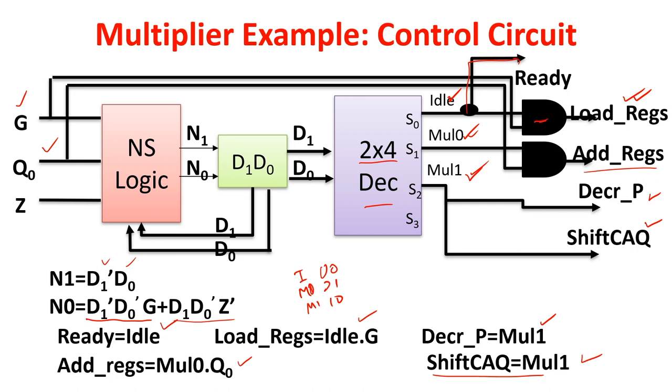So, what are the signals here? Ready, load register, add register, decrement, shift CAQ. And what does it take as status? Z is a status, and this is the status of shifting right of the multiplier. This is another status. This is S1 and this is S2, the two statuses. And this is the external input. So, this is an FSM, or algorithmic state machine implementation, of the sequential multiplier. We can write Verilog code for this.